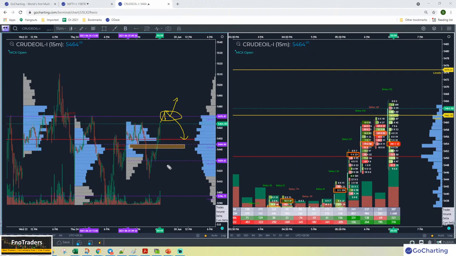Yes, I'll do that, Tapan. I'll share the URL. One beautiful thing with GoCharting is I can share the URL, you just copy paste it and you can use the same template that I am using.